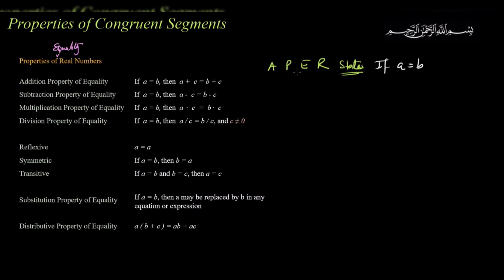So addition property of equality for real numbers states that if A equals B, then you can add something to both sides. Then A plus C is equal to B plus C. If A equals B, then you can add something to both sides of this equation, and both sides will still be equal to each other. So that is what you should be able to express. When somebody asks you what's the addition property of equality for real numbers, you should say it states that if A equals B, then A plus C is equal to B plus C.